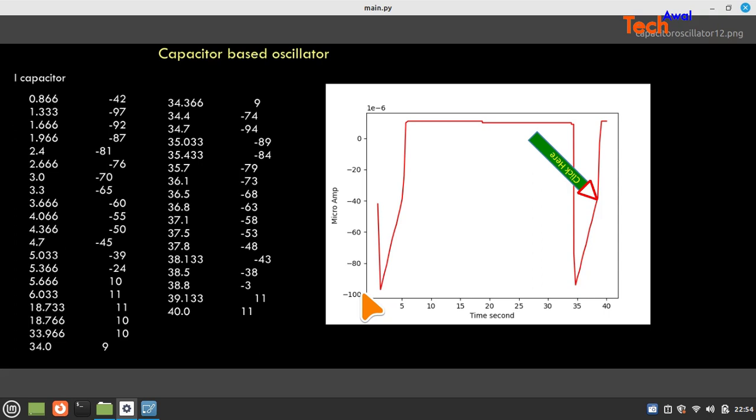Now it comes to a level where the capacitor is discharged and the transistor becomes switched off. When the transistor becomes switched off, the capacitor starts charging again. It comes to this level and starts charging. When the capacitor is charging, at the beginning the current will be high, then slowly the current will go down as it is charging. So this is the capacitor.